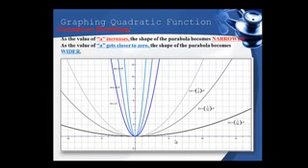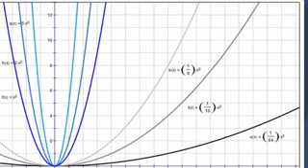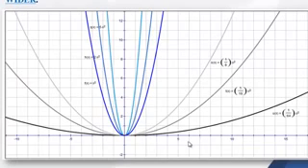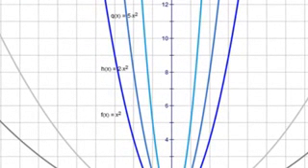Here, take a look at the graph. You can see that if a is 1 over 8, the graph becomes wider. It is even wider if a is 1 over 16, and even wider if a is 1 over 64. Let's take a look: if a is 5, it's narrower. Then if a is 2, and if a is 1.